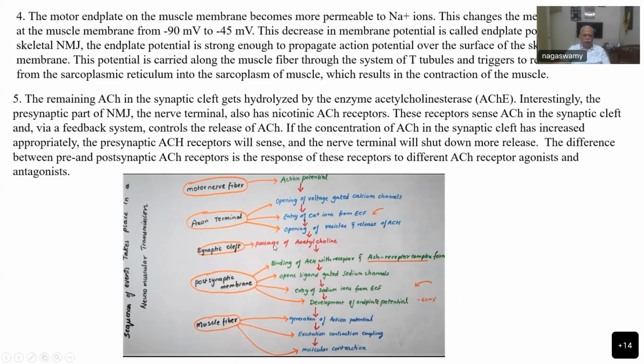Then the acetylcholine passes into the synaptic cleft. Then the acetylcholine goes to the postsynaptic membrane, binding with the acetylcholine receptors, and an acetylcholine receptor complex forms. This opens the ligand-gated sodium channel. This causes the entry of sodium ions from ECF, development of end plate potential, that is minus 60 millivolts. Then what happens in the muscle fiber? Generation of action potential, excitation contraction coupling, and muscle contraction.